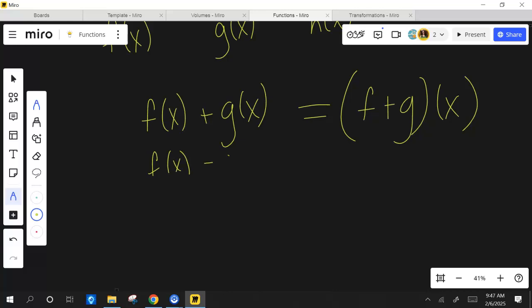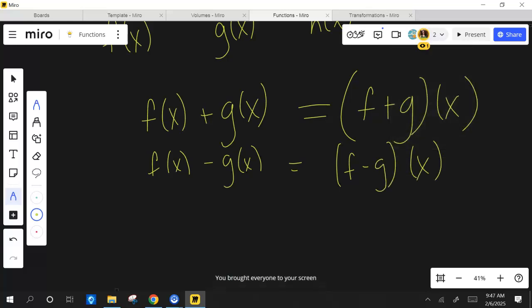Subtraction, same way. No, I'm literally just adding or subtracting the functions themselves. We'll do several examples with it, and I'll show you.